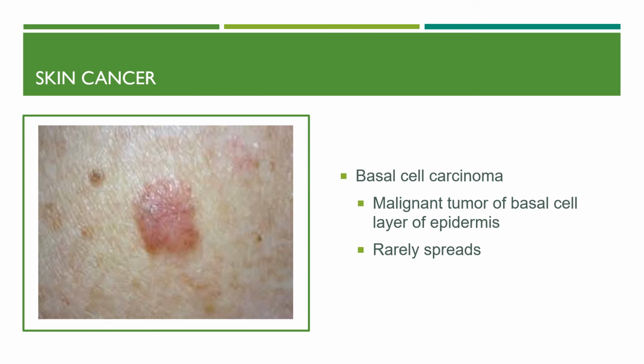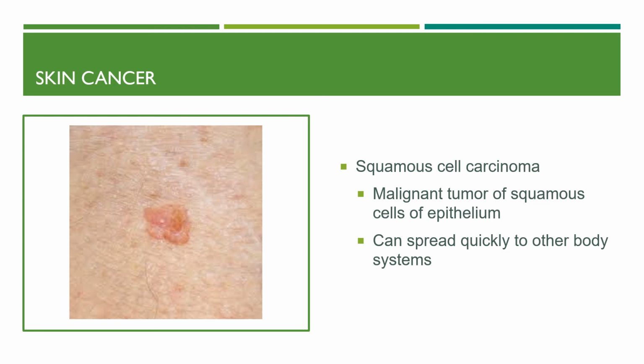So a basal cell carcinoma originates in the basal cell layer of the epidermis. That's the layer of the epidermis that generates the new skin cells. So here's a typical look of a basal cell carcinoma. The nice thing about these is that they rarely spread. So they can be taken off, removed, or cryo-frozen, and they don't come back and they don't spread to other areas of the body.